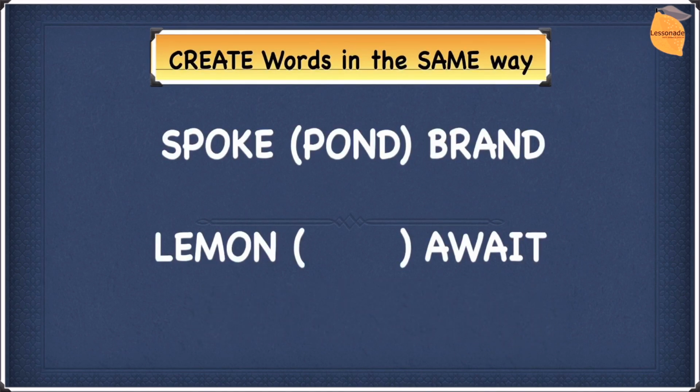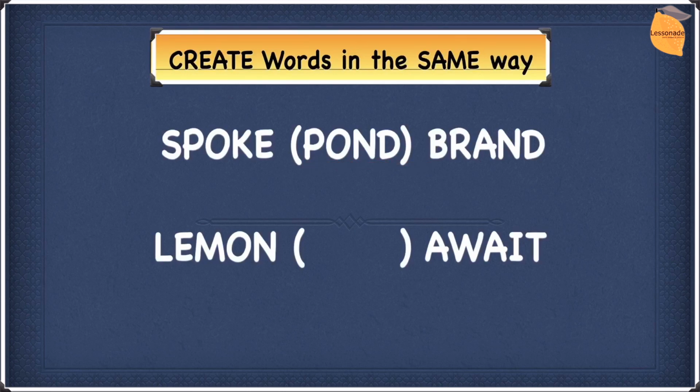So now, let's look at this example. The word inside the bracket is made up of the words from outside the bracket in a certain way. So in other words, the word inside the bracket is made up of certain letters from spoke and brand. Once we have found that, we will have to do the same thing for lemon and away to find our answer. So to find the answer, first we have to look at pond.